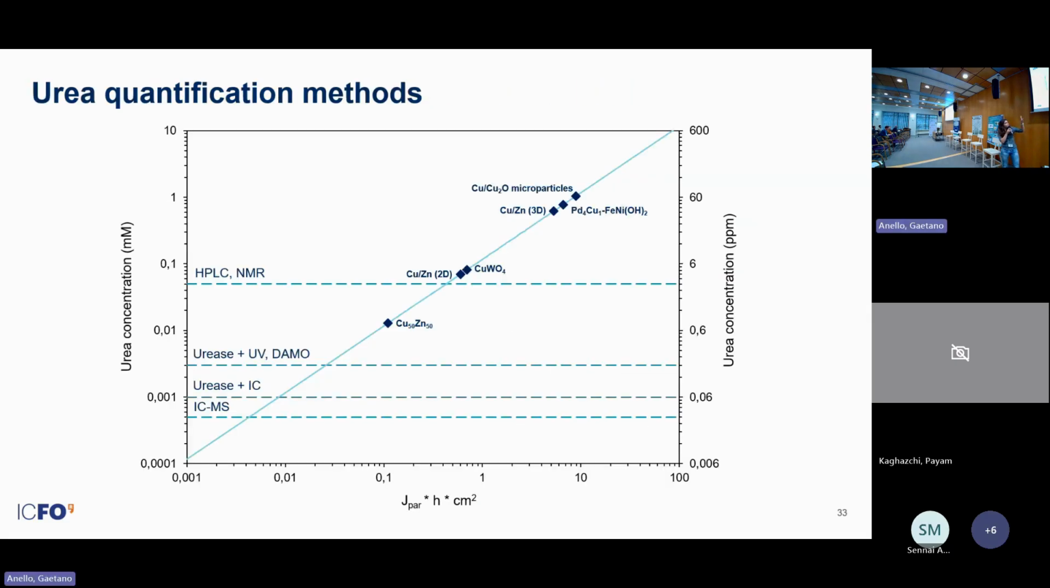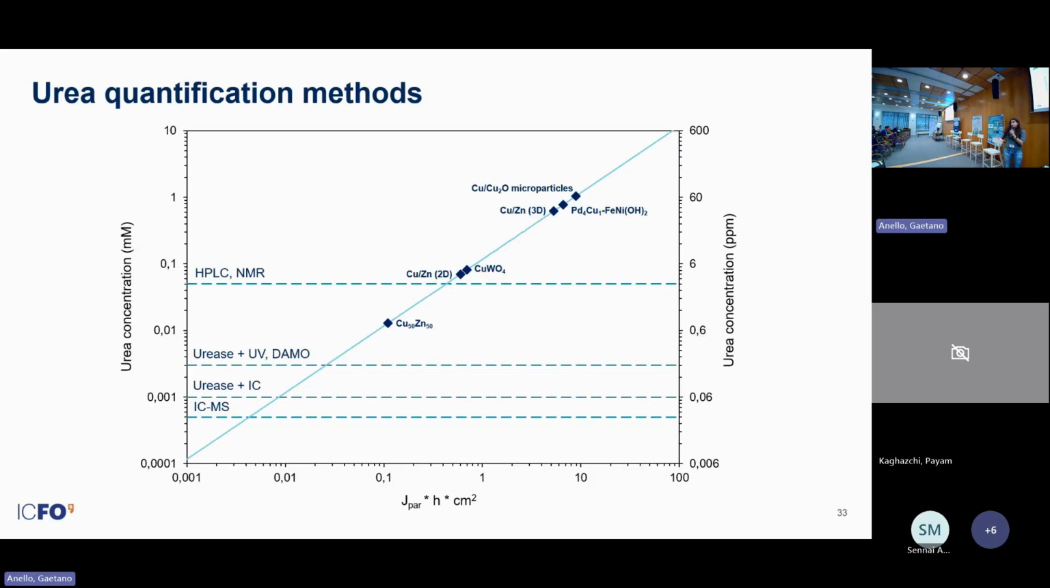Here I just wanted to put a couple of papers from the table that I showed in the beginning. This is where they are located in the field, in the plane of the urea concentration. They're all around the limits of some of the methods that they themselves use to quantify. Even if they're higher than that, these are usually the best results that you can get, right? Because they're published and so on.